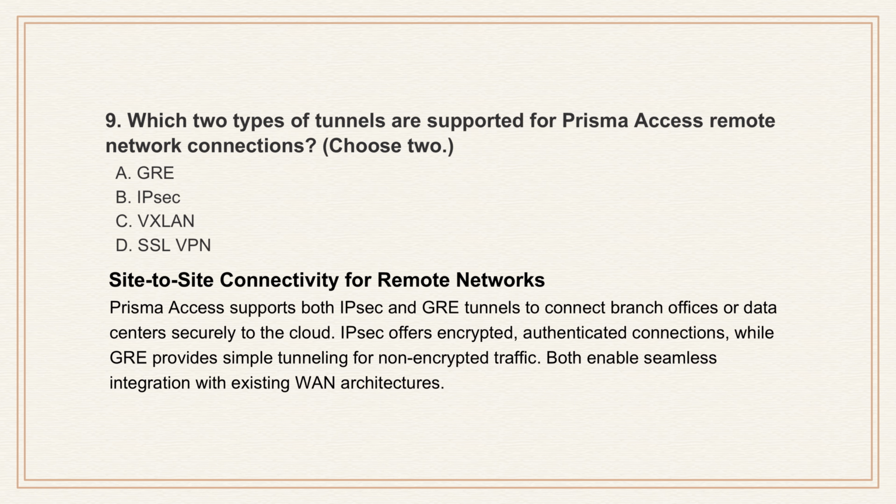Okay, going back to connecting remote sites, those branch offices we mentioned, the sources ask about the types of tunnels supported for connecting remote networks to Prisma Access. Right. For those site-to-site connections, the material lists two specific types, GRE and IPsec. Okay, standard tunneling protocols. So you use one of those to build a secure, encrypted path from the branch office router or firewall up to the Prisma Access service. Correct. That allows traffic from the remote network to be securely sent to the cloud for inspection and policy enforcement.